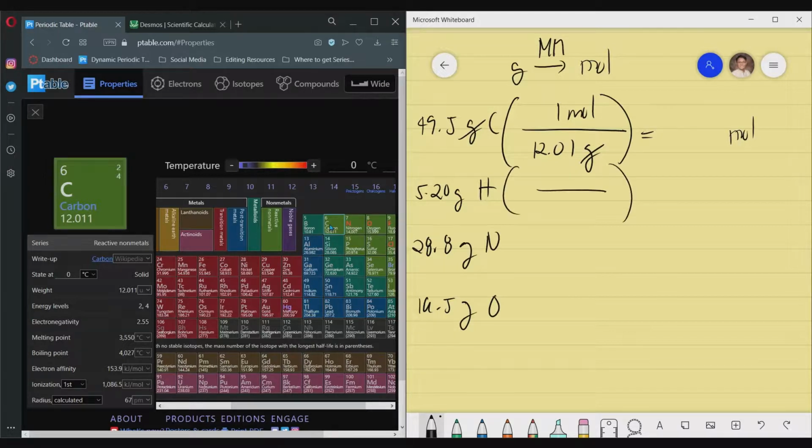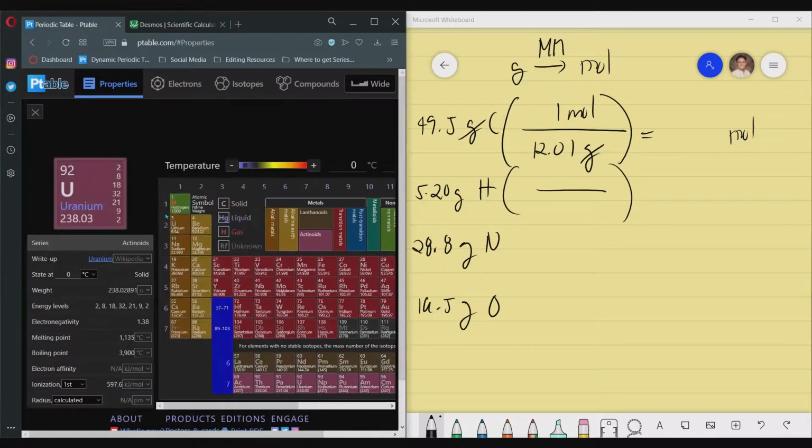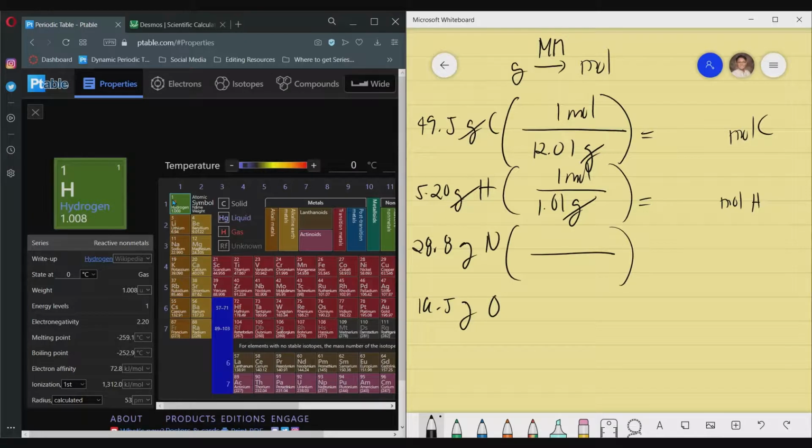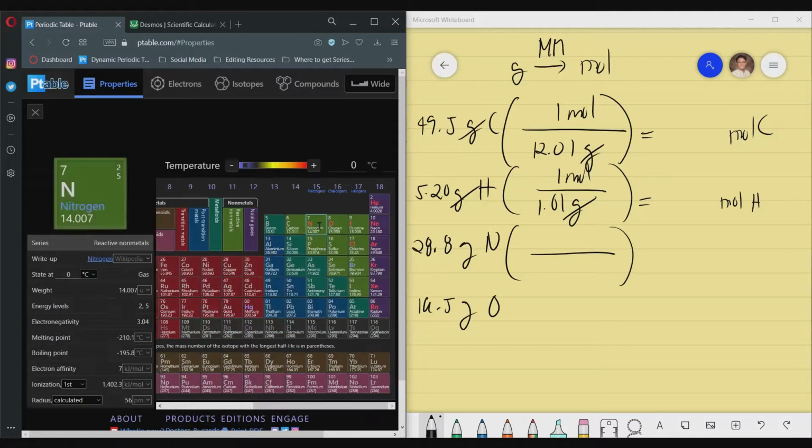The next one is hydrogen. Hydrogen is 1.01 grams per 1 mole. Grams will be cancelled. I now have the unit moles of hydrogen. And then nitrogen, the next one. Nitrogen is 14.01 grams per 1 mole. Cancelling the unit grams, I now have the unit moles of nitrogen.